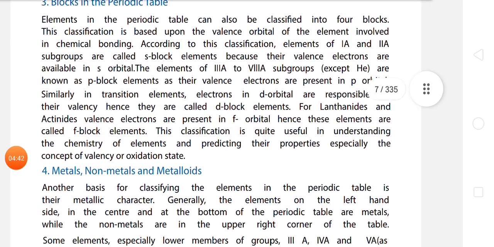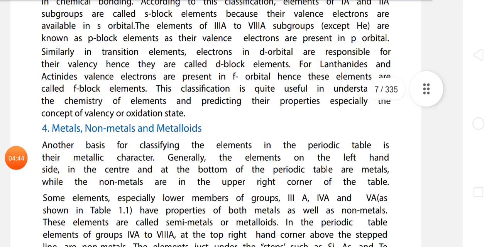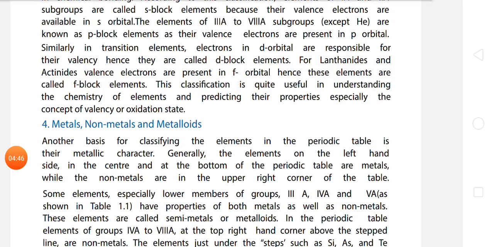Similarly, in transition elements, electrons in d orbital are responsible for valence. In lanthanides and actinides, valence electrons are present in f orbital. Hence, these elements are called f-block elements. This classification is quite useful in understanding the chemistry of elements and predicting their special concept of valency and oxidation.